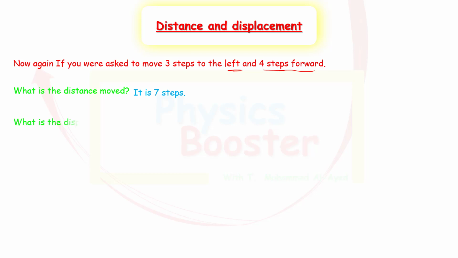What about the displacement? How can I find the displacement? You're going to say it is the final position minus the initial position. But remember here that the displacement is a vector quantity. So adding or subtracting vectors is similar to what we mentioned in the previous video. We called it finding the resultant vector. Okay, displacement is a vector, so I need to find the resultant vector.